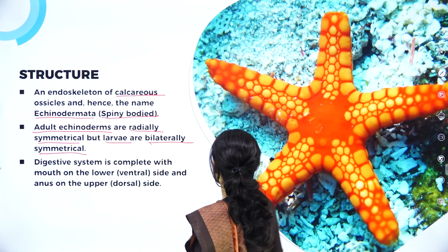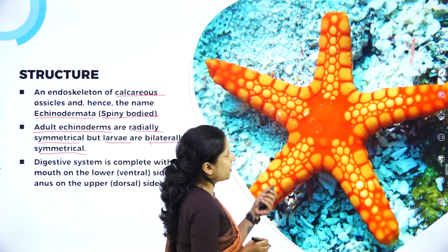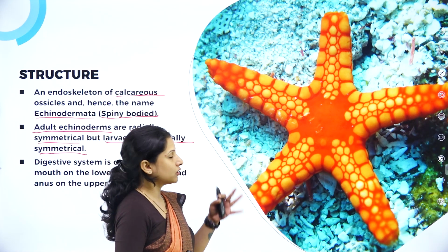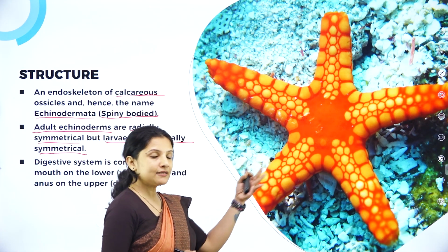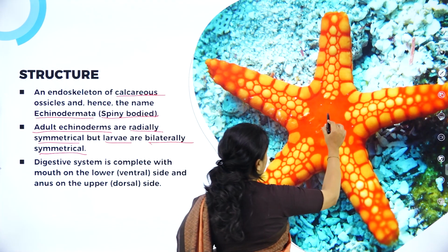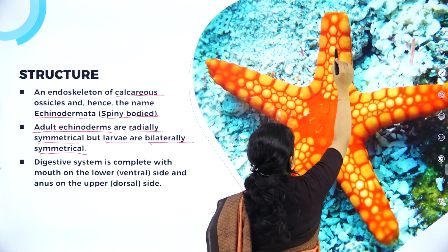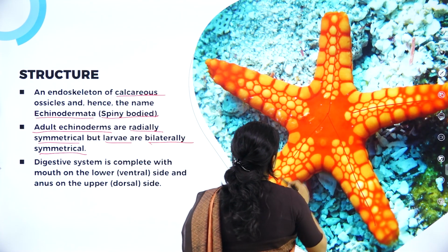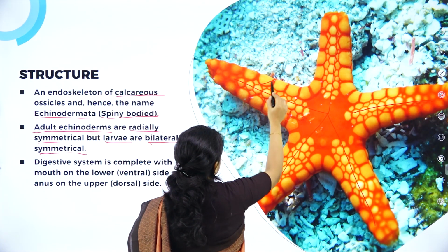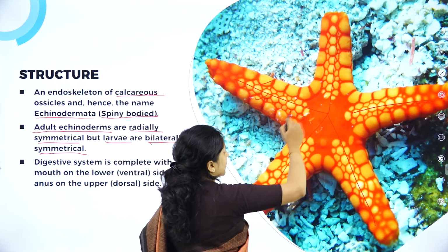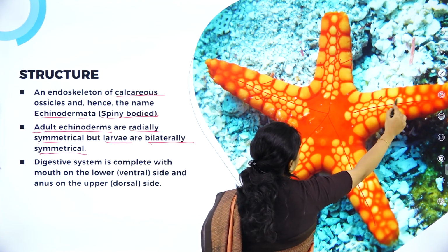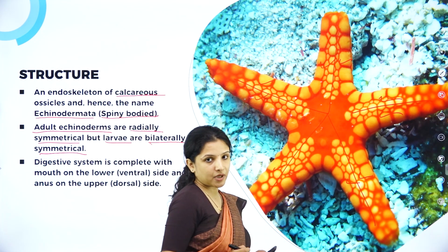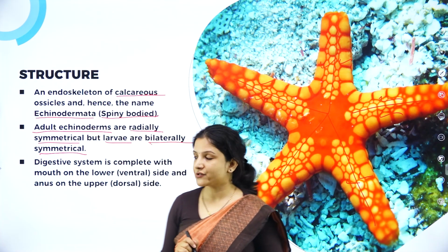So here I have put a diagram or image of the starfish, which is an example for an echinoderm. So this is an adult starfish. So if I draw a line exactly from one point in the center, each arm of the starfish, that is one half, looks exactly similar to the other, right? If you see, they look exactly similar. So this is radial symmetry, but the larvae exhibit bilateral symmetry.